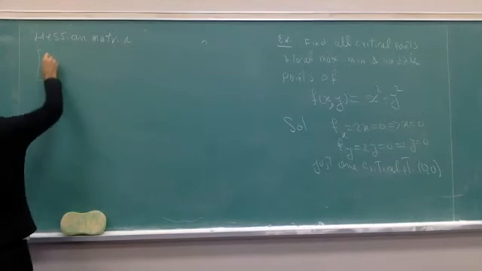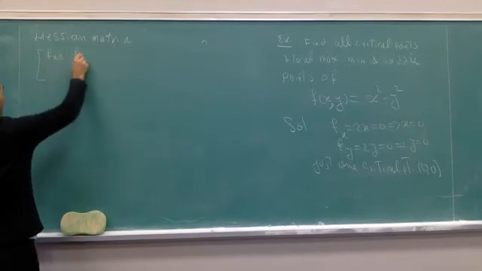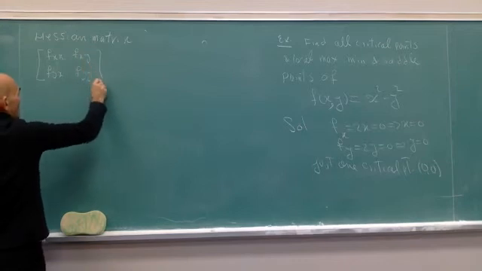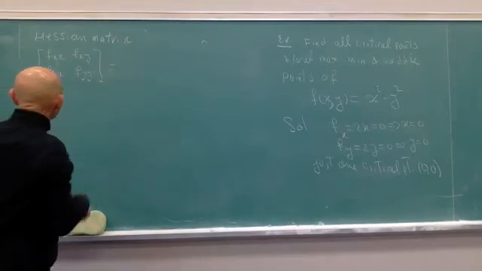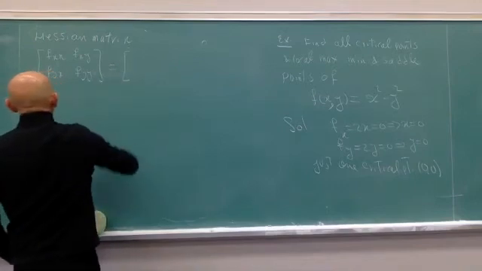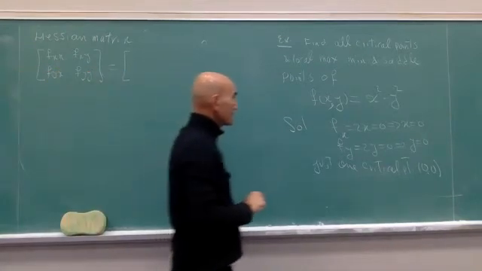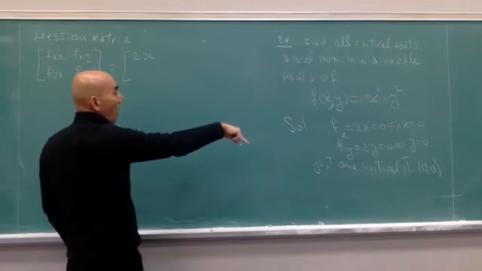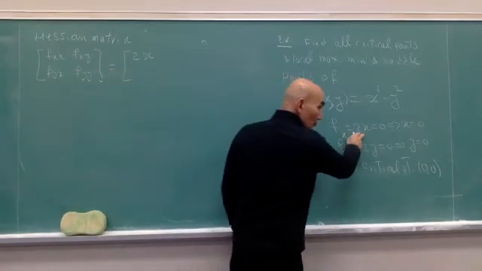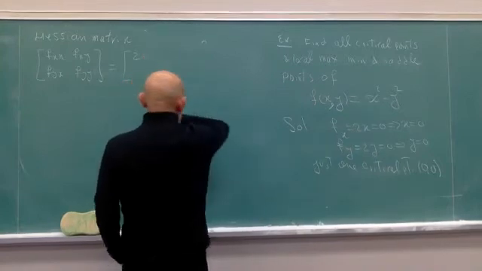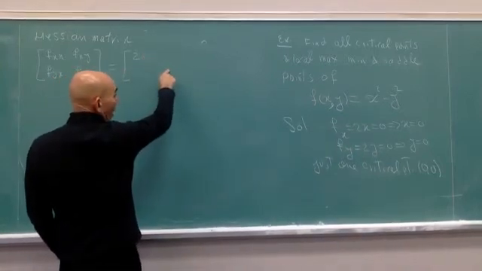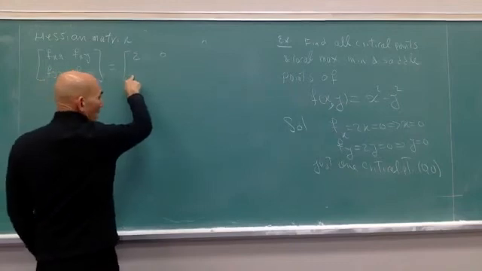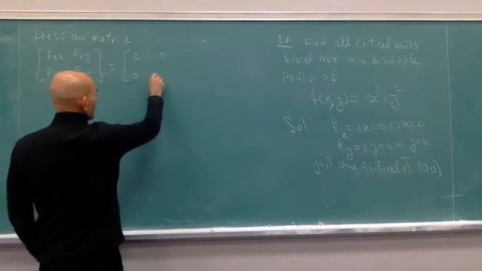So this is the matrix fxx, fxy, fyx, which is the same as fxy, fyy. What is that? That's equal to fxx. What is fxx? It's 2. So fxy is what? 0. This one is 0. This one is -2.